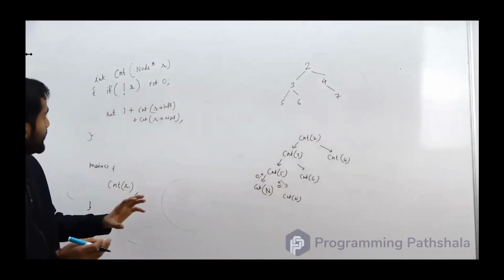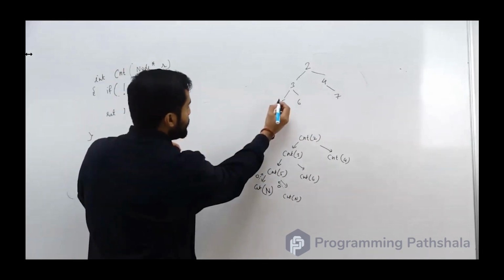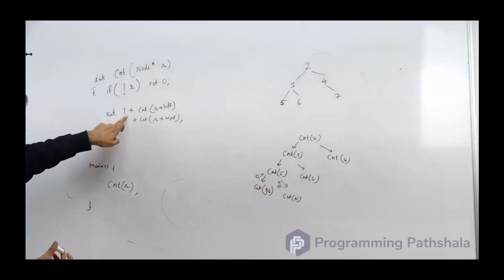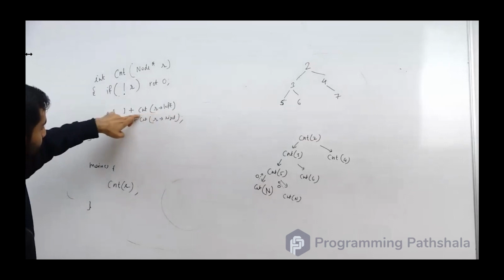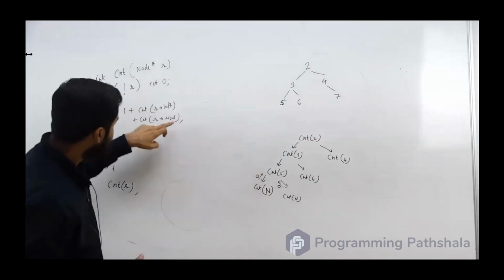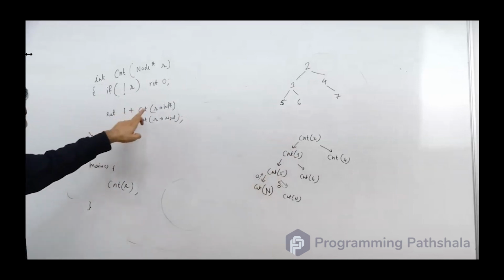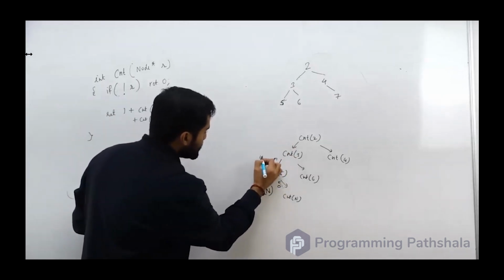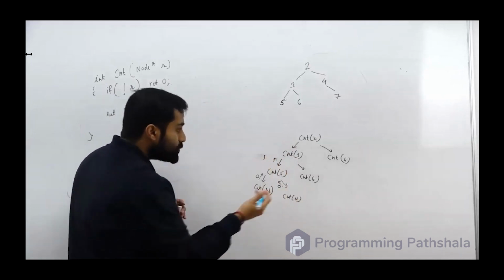Now, think, when count of 5 was called, then you had returned 1 plus this thing plus that thing. Now this thing is 0. That thing is also 0. So count of 5 will return 1 plus 0 plus 0, which is 1. And it makes sense to return 1.